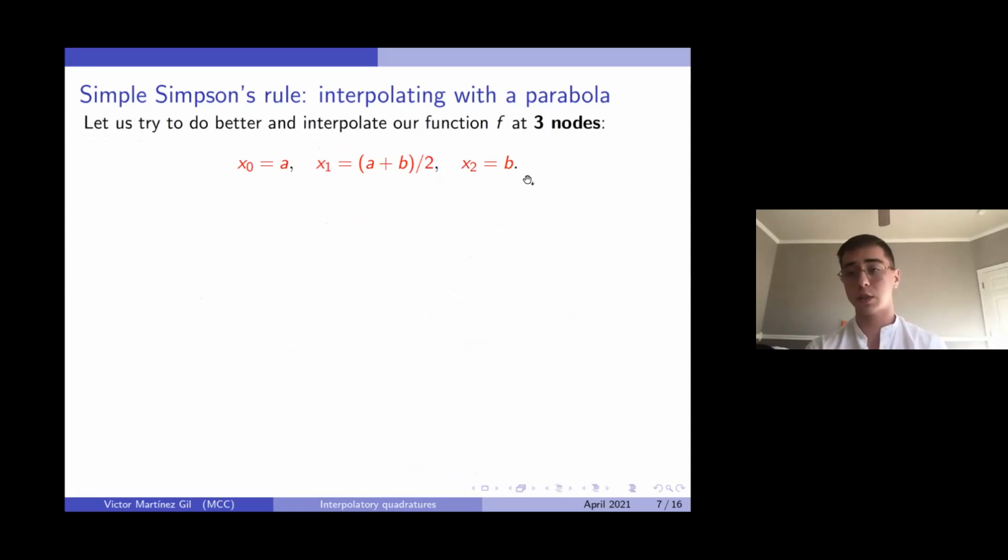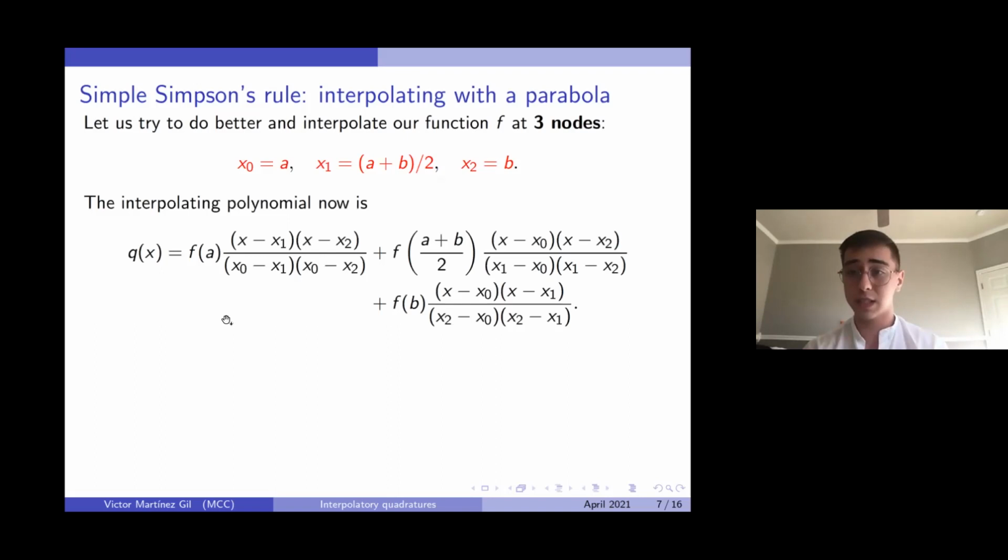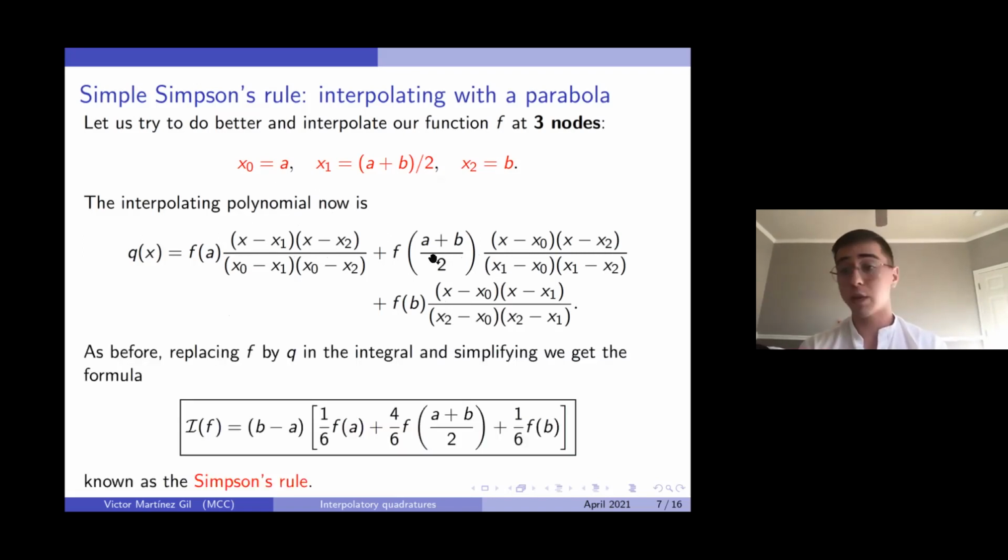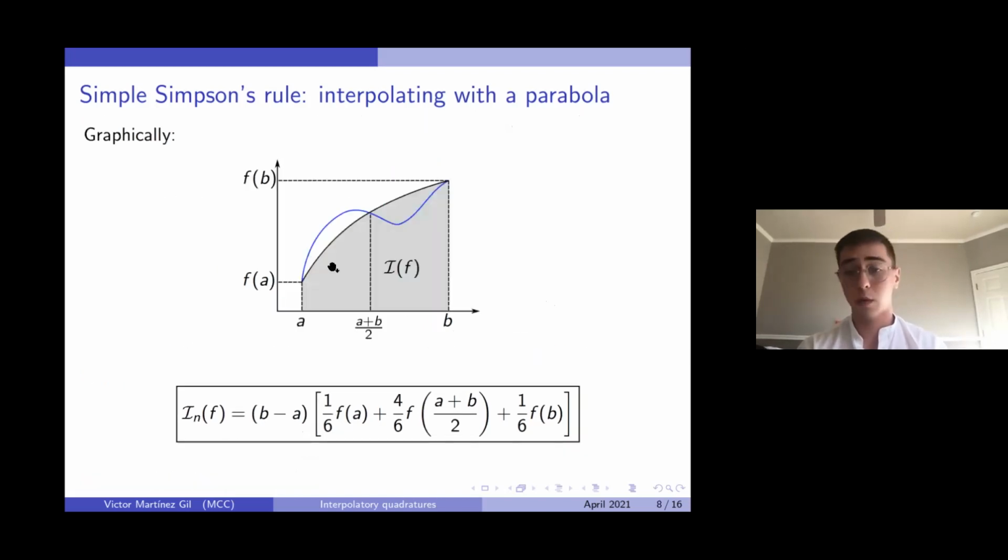All right, now we're going to try to improve our technique and use three nodes. The first one being the left endpoint, then the middle point, and then the other endpoint. Using the same idea, we find that the interpolating polynomial is this. We can check it again pretty quickly. If we choose x as a, two of these polynomials will go to 0, while this one will remain as 1. So q of a equals f of a, it interpolates. Whenever we replace it into the integral, which is much longer, it will give us this formula, which is called Simpson's rule. Graphically, it looks like this, and it has the shape of a parabola.